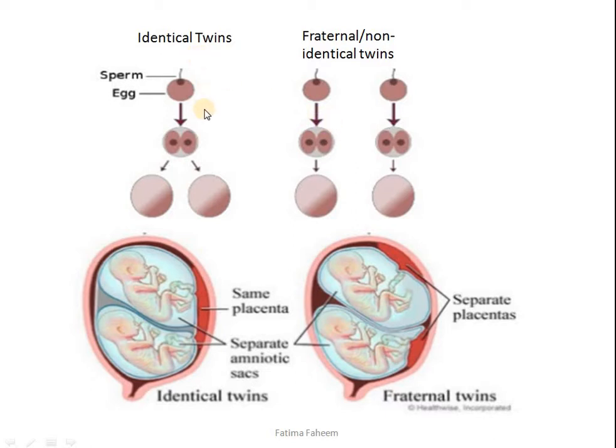Identical twins come from a single zygote, while in the case of non-identical twins, two zygotes are formed, hence the physical features and even the gender may differ. On the other hand, when one zygote divides into two parts, giving rise to two individuals, both of them will have a common, single placenta, through which they will get the nutrition from the mother. Since they come from a single zygote, both of them will be identical genetically, and their gender would also be the same.